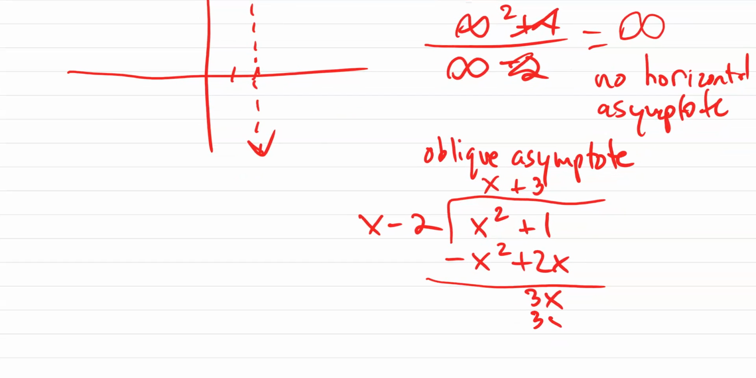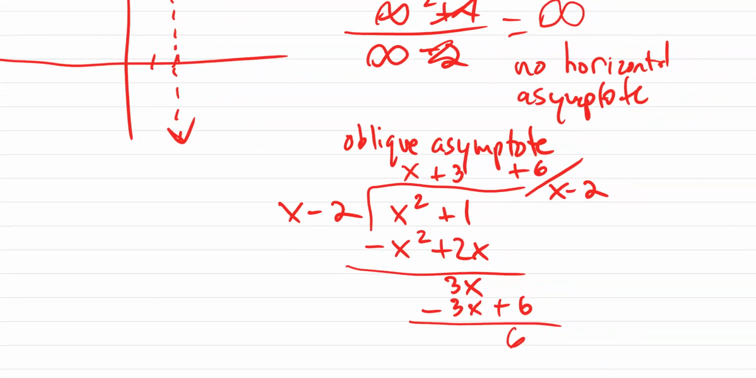Multiply. 3x minus 6 and subtract. Change the signs. So we have x plus 3 with a remainder of plus 6 over x minus 2. So what does this mean? Well, think about it this way. If x approached infinity, then this whole remainder part would basically zero out. And the graph would act just like x plus 3. It would act like infinity plus 3, but it would act just like the equation x plus 3.